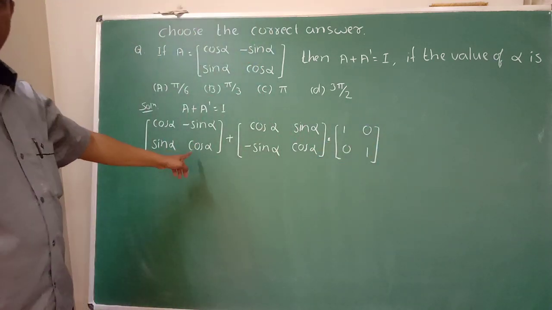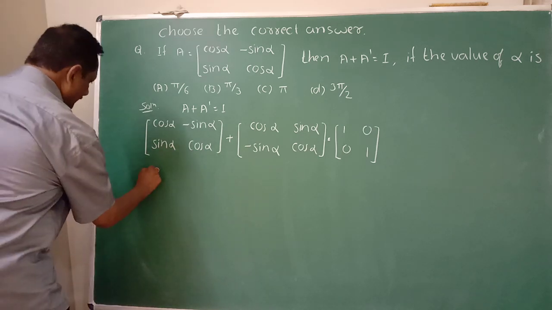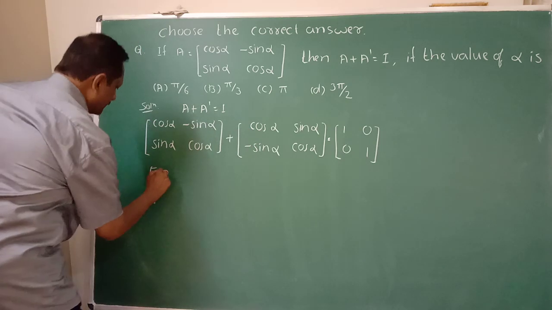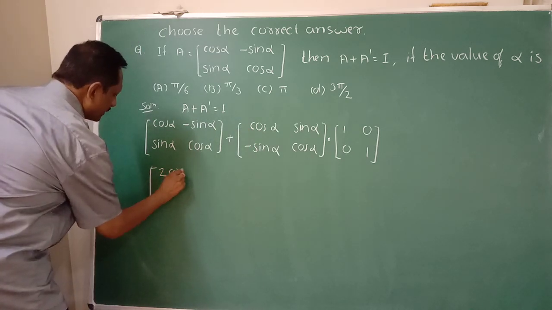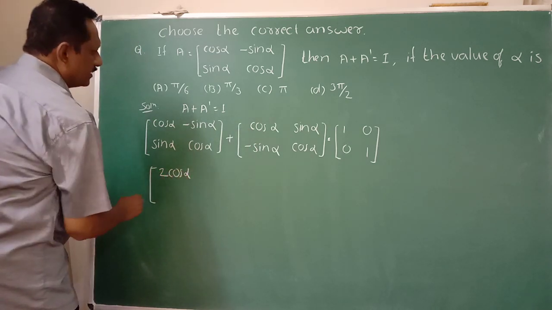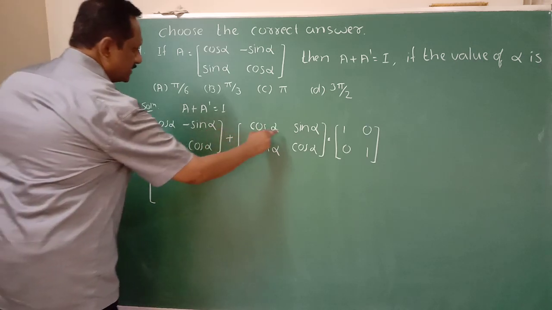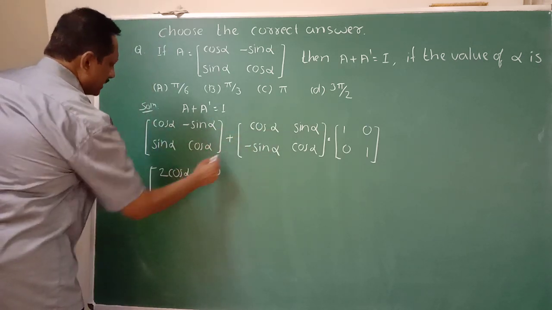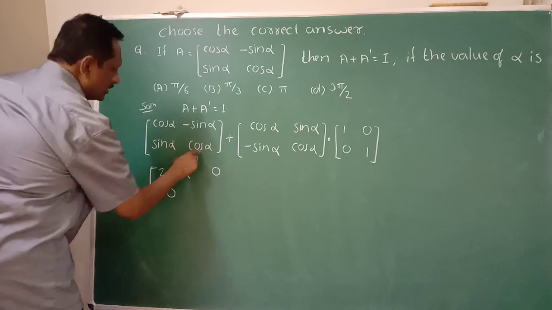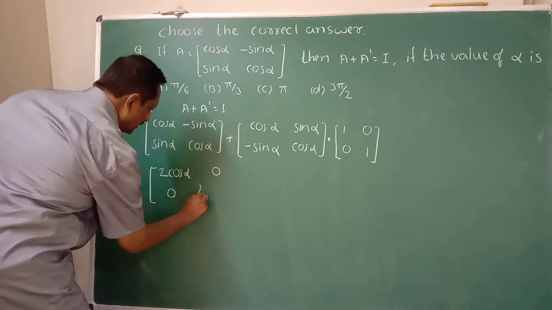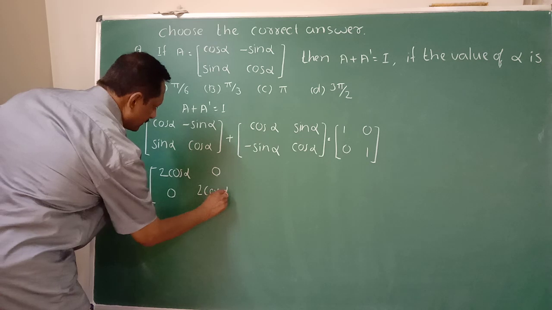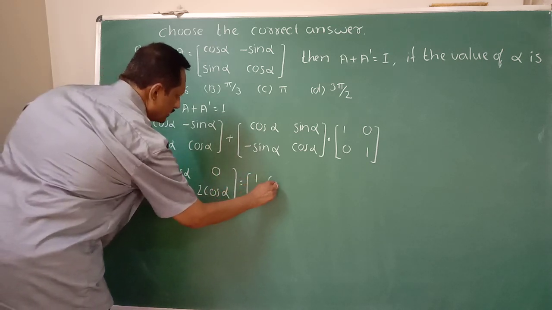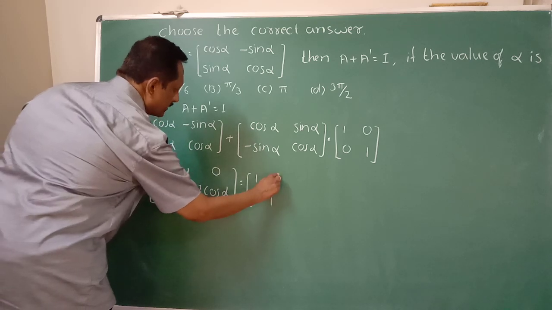Then adding these two matrices here, cos alpha plus cos alpha becomes 2 cos alpha. Then minus sin alpha plus sin alpha becomes 0 here. Sin alpha minus sin alpha becomes 0. Cos alpha plus cos alpha is 2 cos alpha. That is equal to 1 0 0 1 here.